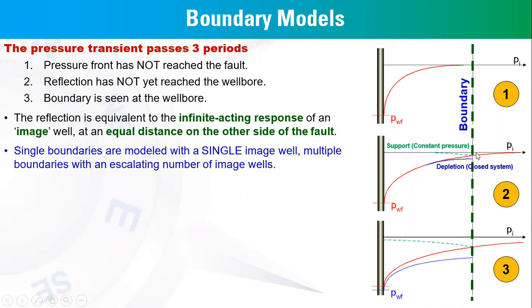So in case we have a closed system or pressure support, the pressure profile will be stable or stabilized at initial reservoir pressure. If we have depletion or a no flow boundary, the reservoir pressure will decline with time like this.